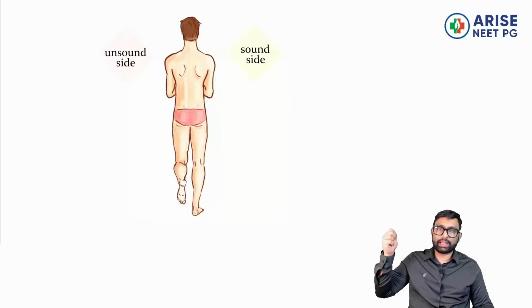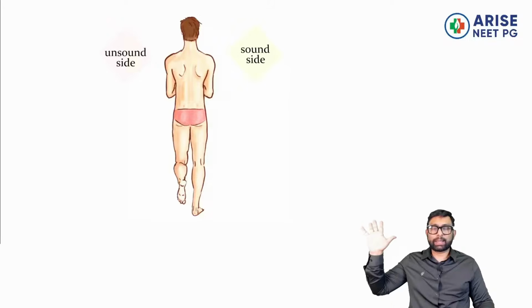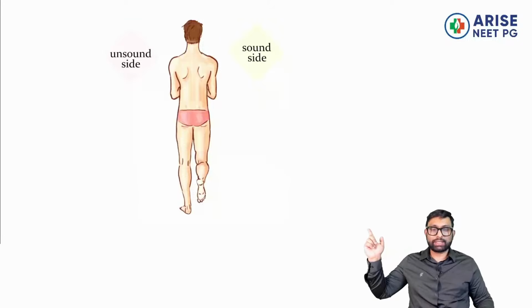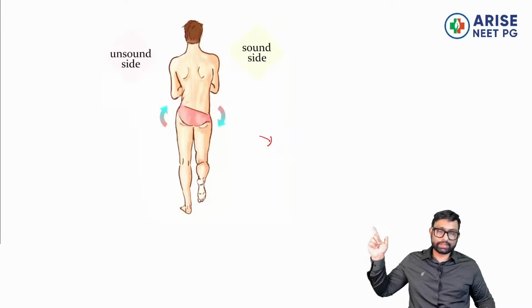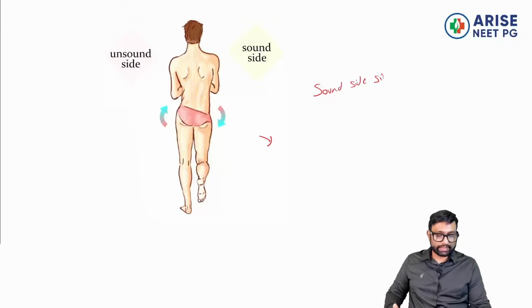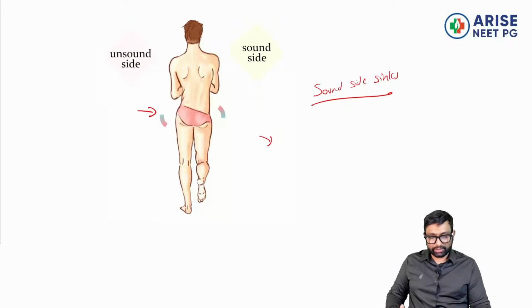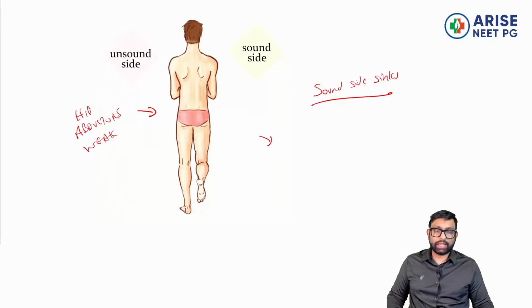So see here, this is a Trendelenburg test. In this, I'm making the patient stand on his sound side. Nothing is happening to the pelvis. He is balancing. He is able to stand normally. Now I'll make him stand on his unsound side, and now what you will notice is the pelvis dropping towards the sound side. So here, sound side sinks. Do you agree? Where is the problem here? The problem is here. These hip abductors are weak, because of which the patient's pelvis is dropping towards the opposite side.